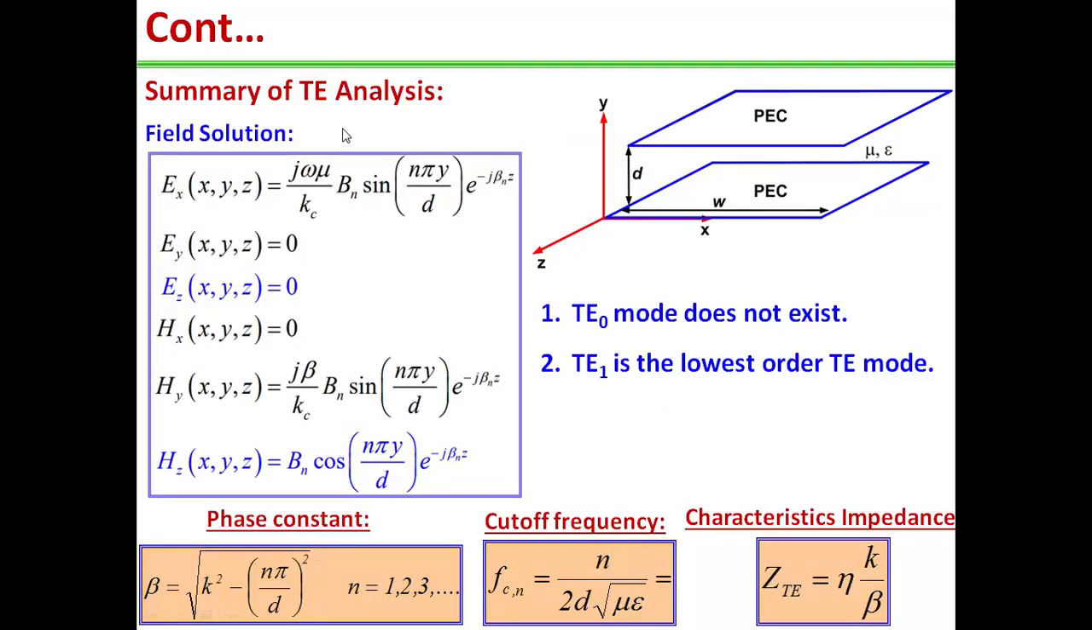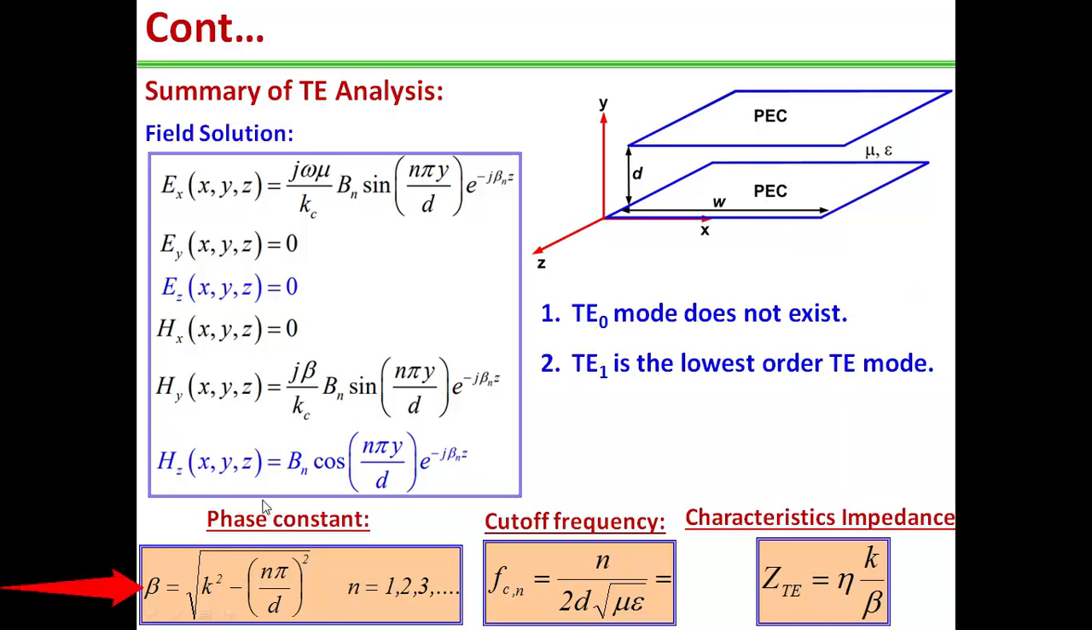And this is the summary of TE analysis. We have found the different electric and magnetic fields for the TE mode. So we have found Ex component, Hy component and Hz component, and all other remaining components are 0. And in the TE mode, TE0 mode does not exist, and TE1 is the lowest order mode for the TE mode in the parallel plate waveguide.